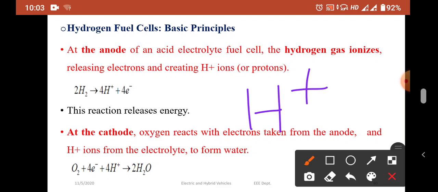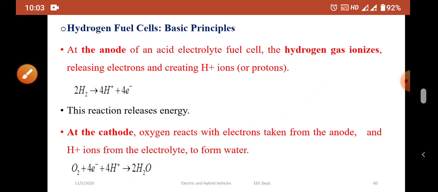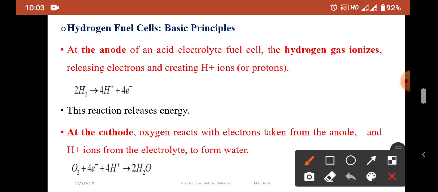The H+ ions can react with the oxygen. Hydrogen ionizes to form H+ and an electron. The H+ ion moves towards the electrolyte, and the electrolyte permits the H+ ions towards the cathode, but the electrons are not allowed through the electrolyte. So the electron will move through the external circuit connected to the load to reach the cathode.